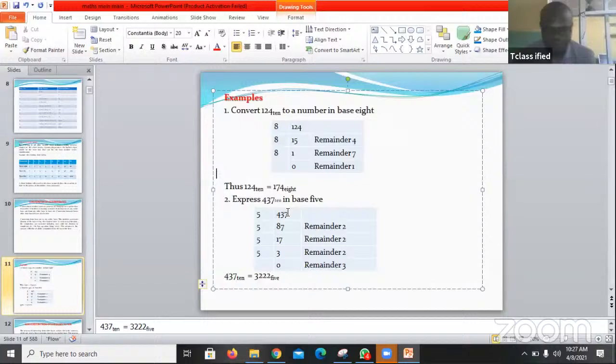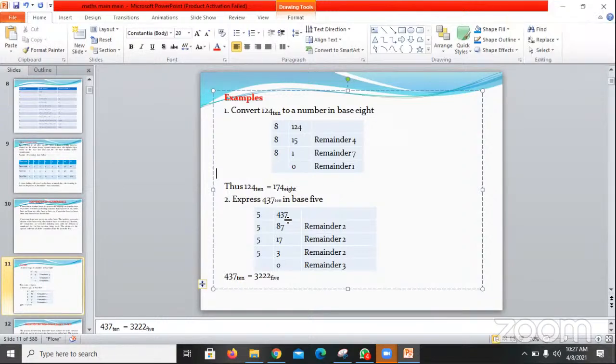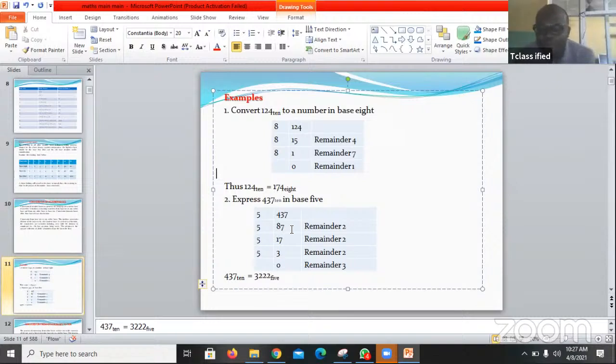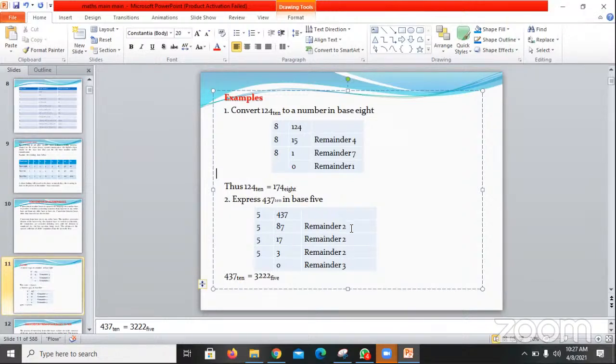So I want you to do for me 437 divided by 5. What will you get? You get 87 point something. Can you try it out? 87.4. Good. So you write that 87. Then that 0.4, do 0.4 times 5. What will you get? That should be the remainder. 2. That's why you have 2.